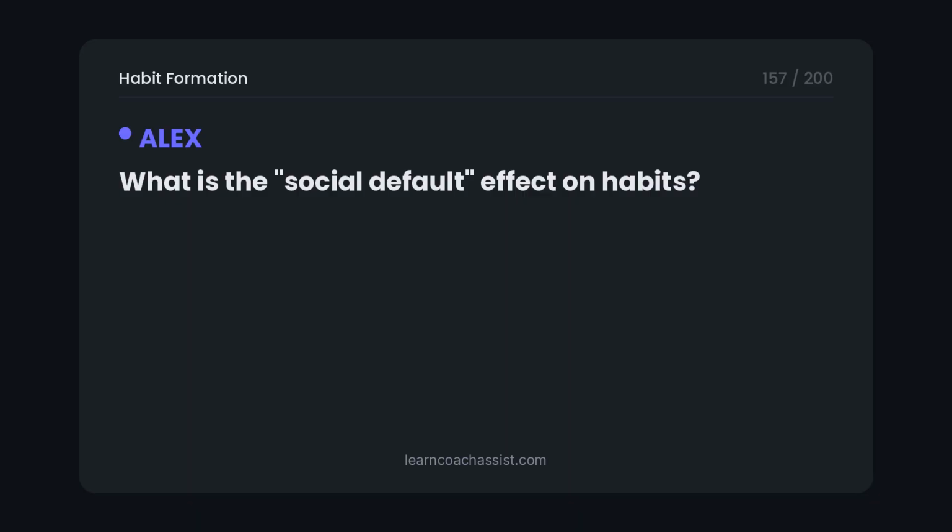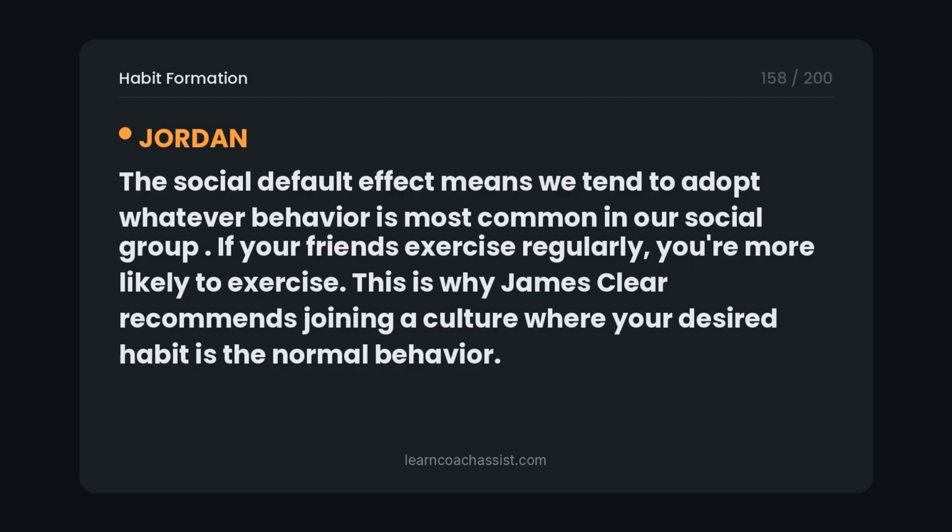What is the social default effect on habits? The social default effect means we tend to adopt whatever behavior is most common in our social group. If your friends exercise regularly, you're more likely to exercise. This is why James Clear recommends joining a culture where your desired habit is the normal behavior.